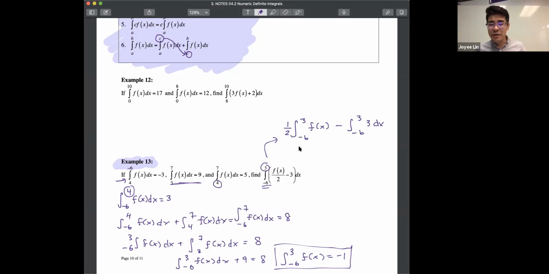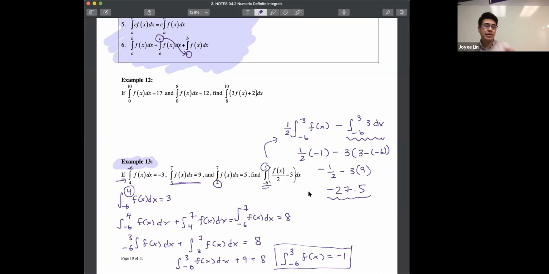Right? And then we know that the area from -6 to 3 is -1. And then if you want to integrate from -6 to 3 of 3, it's just 3 times upper minus lower. So you get -1/2 minus 3 times 9. So that's -27.5. Questions on that?